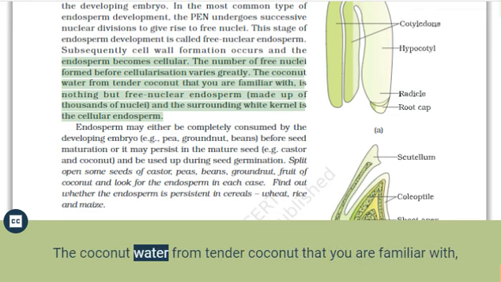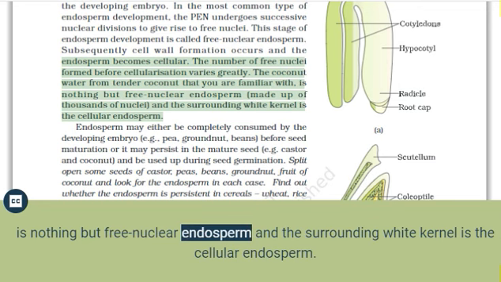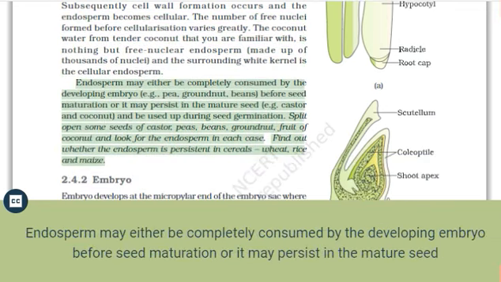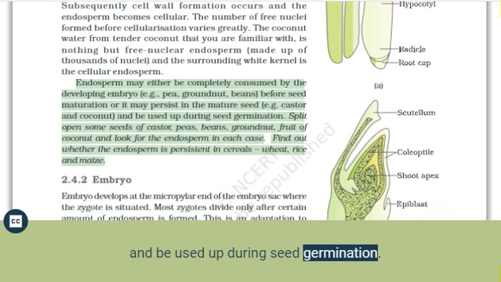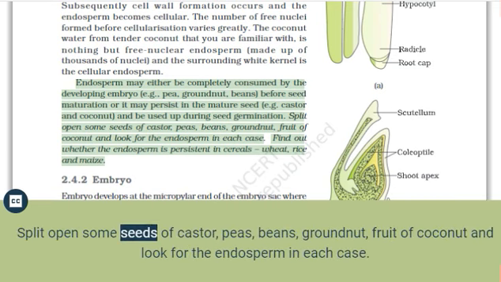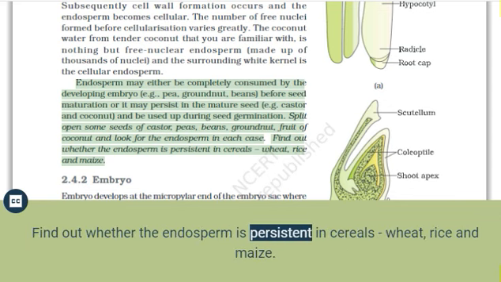The coconut water from tender coconut that you are familiar with is nothing but free nuclear endosperm, and the surrounding white kernel is the cellular endosperm. Endosperm may either be completely consumed by the developing embryo before seed maturation, or it may persist in the mature seed and be used up during seed germination. Split open some seeds of castor, peas, beans, groundnut, fruit of coconut and look for the endosperm in each case. Find out whether the endosperm is persistent in cereals, wheat, rice, and maize.